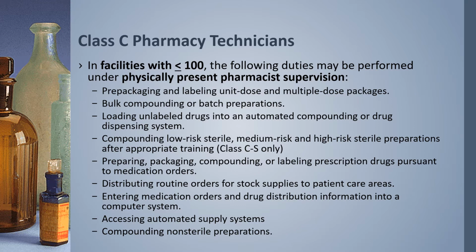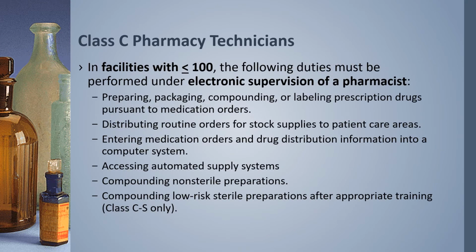They are able to load unlabeled drugs into an automated compounding or drug dispensing system. They can compound low risk, medium risk, and high risk sterile preparations after appropriate training. And note, this can only be done within Class CS pharmacy only. They can prepare, package, and compound or label prescription drugs pursuant to a medication order. They can distribute routine orders for stock supplies to patient care areas. They are able to enter medication orders and drug distribution information into a computer system. They are able to access automated supply systems, and they are also able to compound non-sterile preparations.